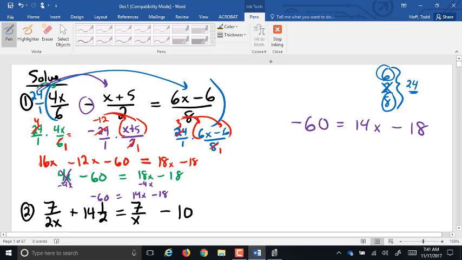So now the x only appears once. We've got it down where the variable is only appearing once. So now we can solve. In other words, we can start taking it apart. So we have to do what first? Add the 18. So this is gone. That leaves us with 14x there. Negative 60 plus 18 is a negative 42. And then we divide by 14. That leaves us with just x there. Negative 42 divided by 14 is negative 3.